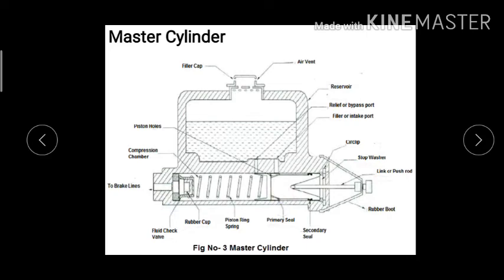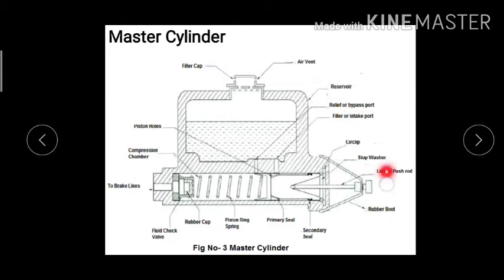On the primary seal side, there are a number of holes located in the piston head, that is piston holes, and there are the bypass port and the filler port. The bypass port is to relieve the pressure inside the cylinder and the filler port is to fill the oil inside this spring based cylinder. So this is the construction of the master cylinder. Now we'll go with the working.